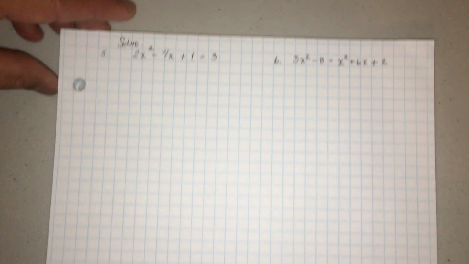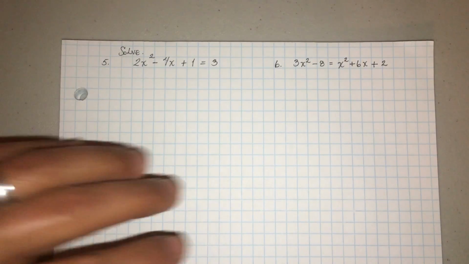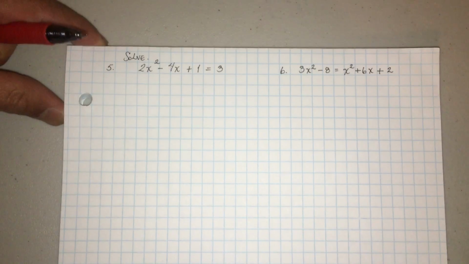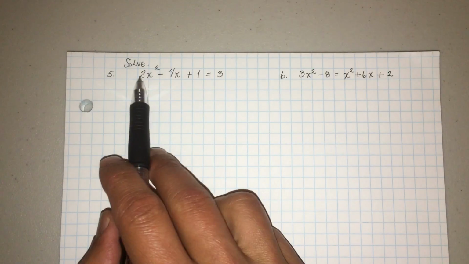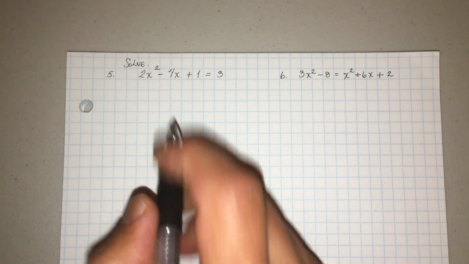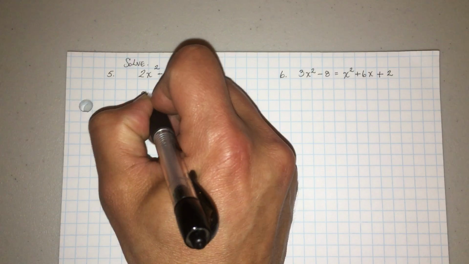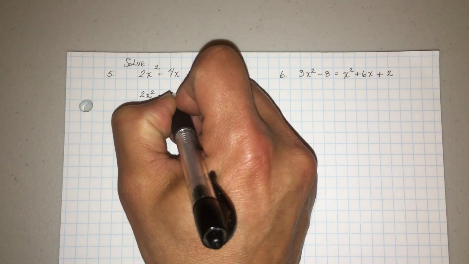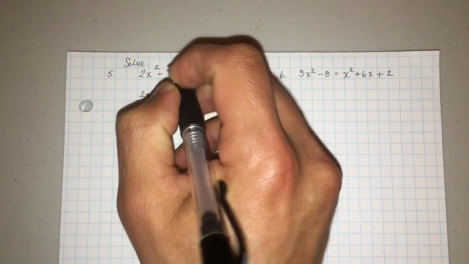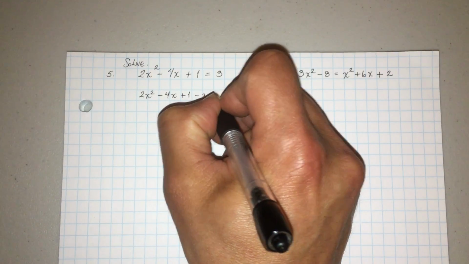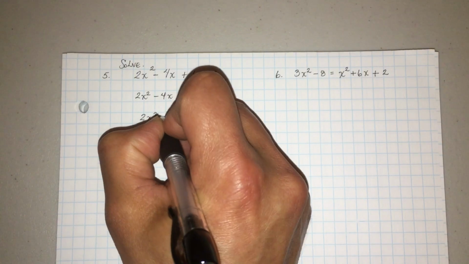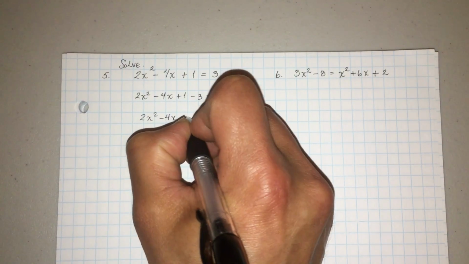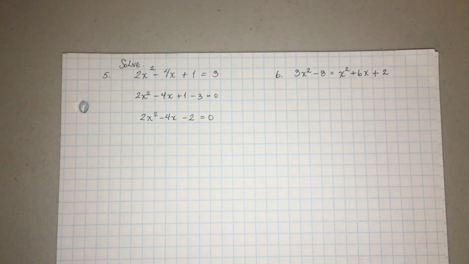Let's go ahead and do 2 more, just for practice. These are a little bit more difficult, but much the same. Estos son iguales, no un poquito más difícil. Now, same thing, I'm going to bring the 3 across over here. So now, 2x squared minus 4x plus 1, and then minus 3. 1 minus 3 is negative 2. 2x cuadrado menos 4x menos 2 igual a 0.